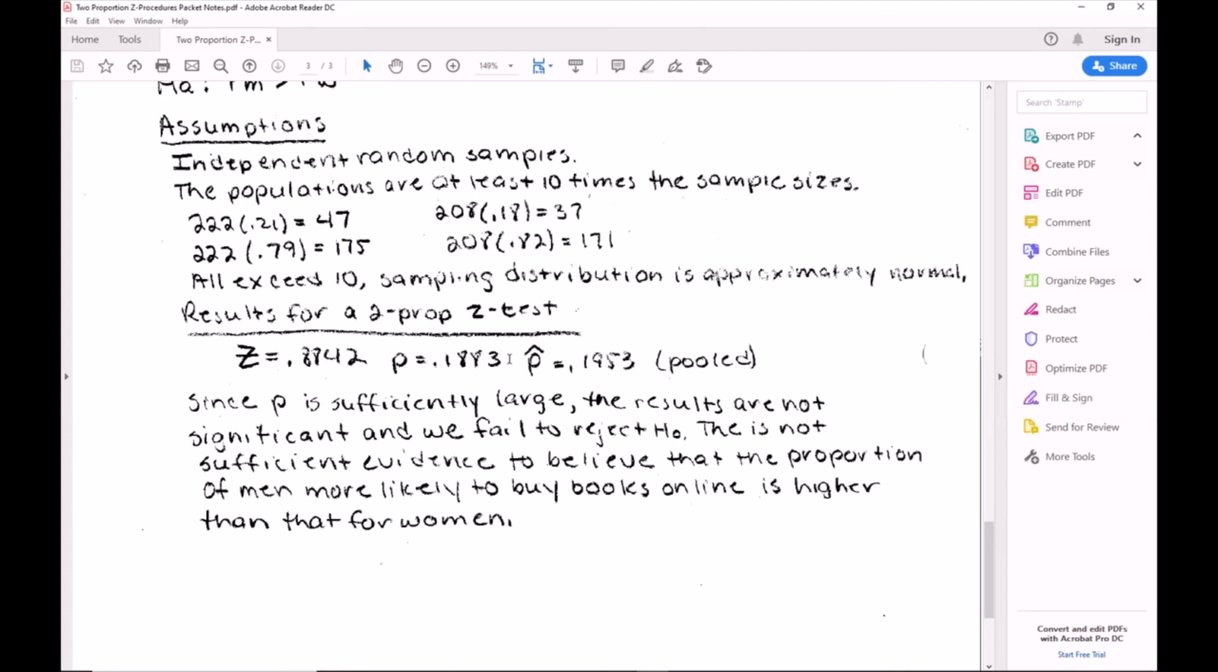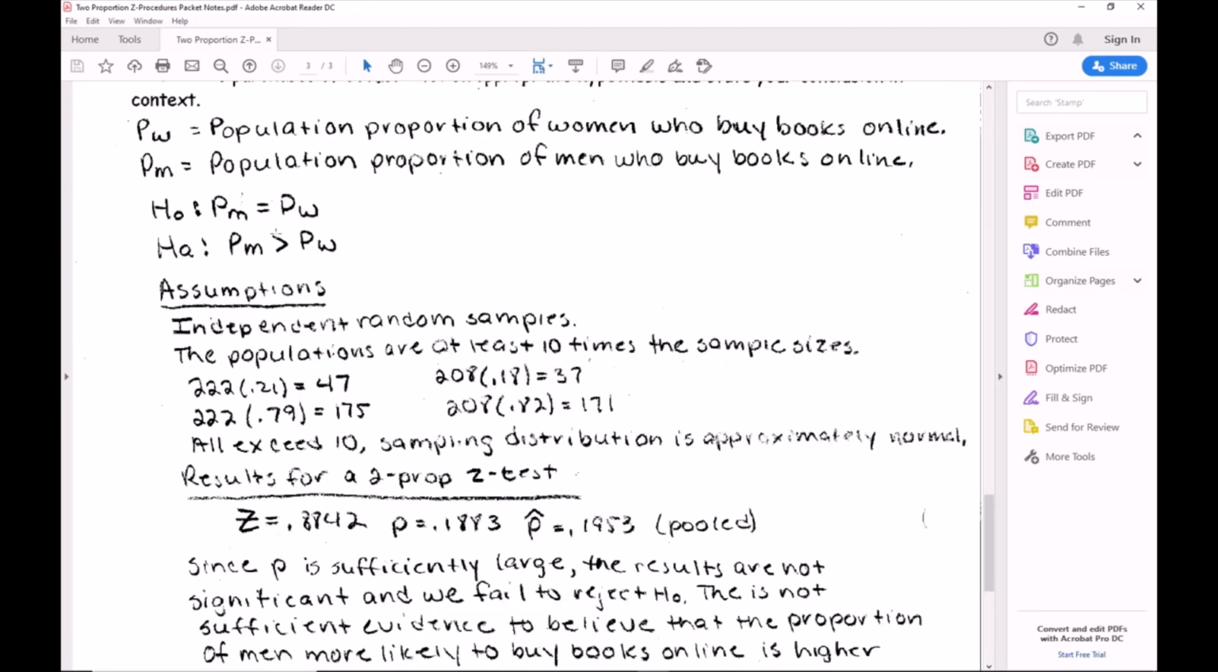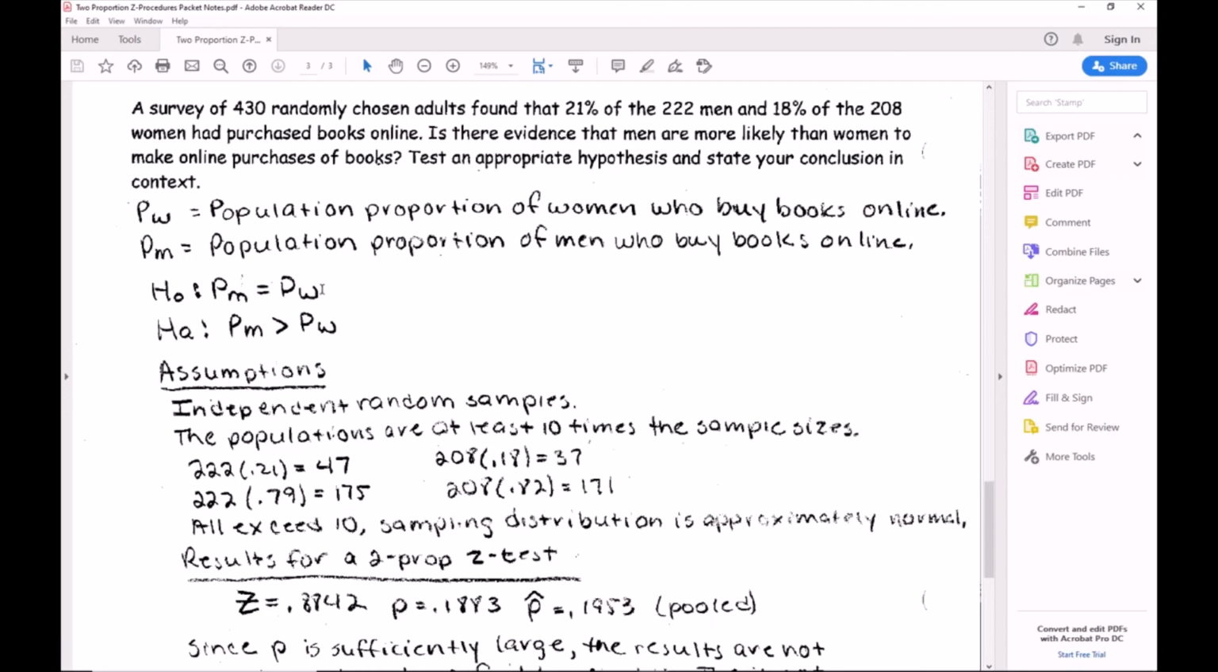So seeing a sample result like this happens about 18% of all samples that we would get, and that really doesn't challenge your H0. So since your P is sufficiently large, the results are not significant and we fail to reject H0. That first line needs to have all 3 of those elements. State something about P, either it's large or small, how it compares to your alpha if you picked one or were assigned one. Then say whether or not it's significant, and then say what you're going to do with your hypotheses. You're either going to reject or fail to reject H0. That's it. Don't mention HA.